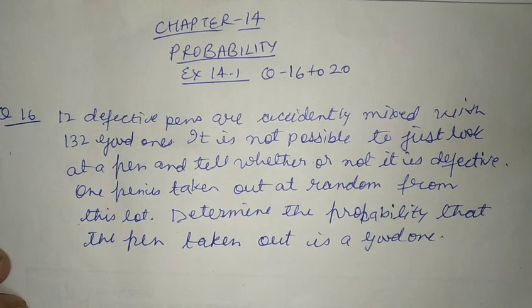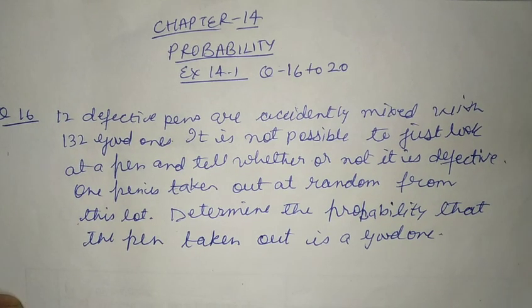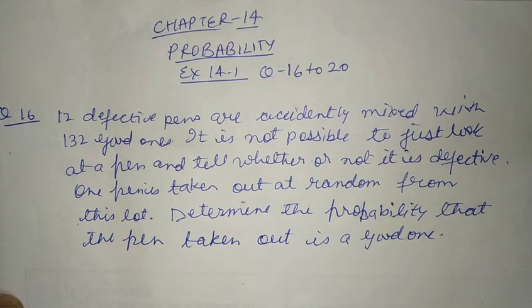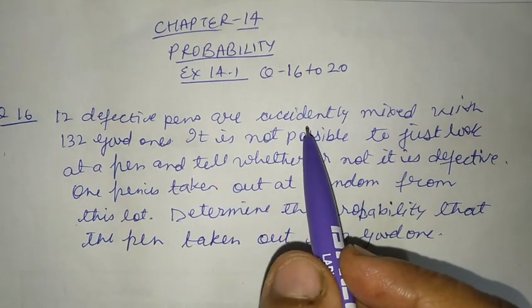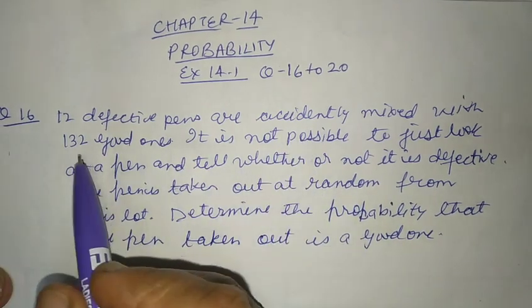Hello students, this is a question from class 10th, chapter 14, probability, exercise 14.1. We are going to discuss questions 16 to 20 here. So our question 16 is: 12 defective pens are accidentally mixed with 132 good ones.